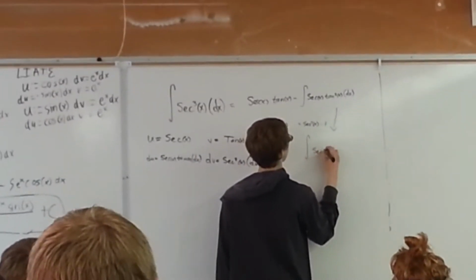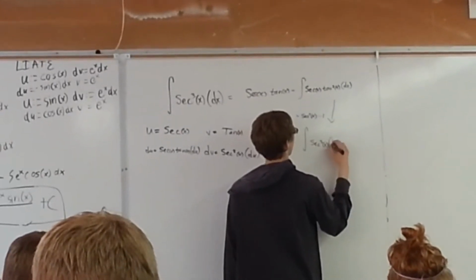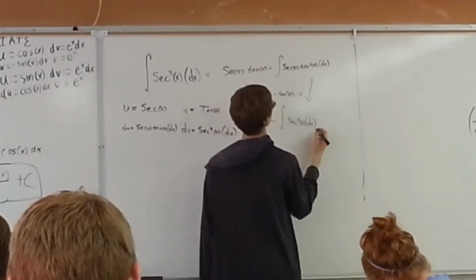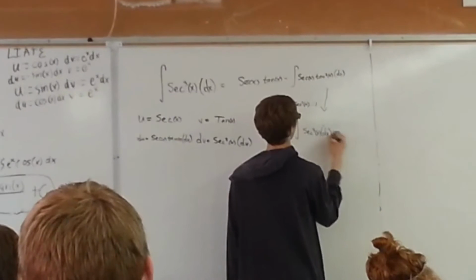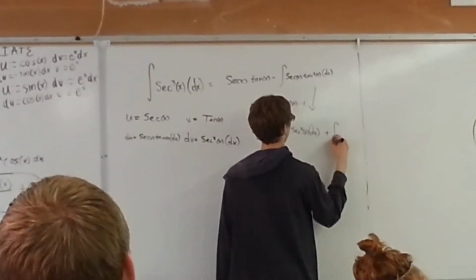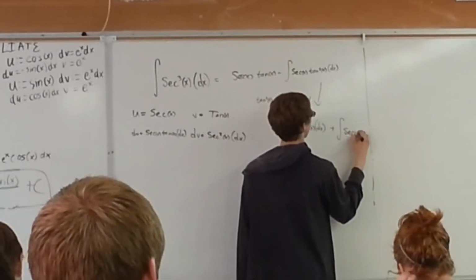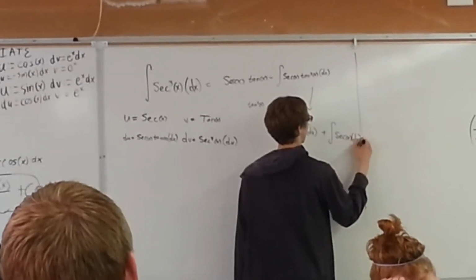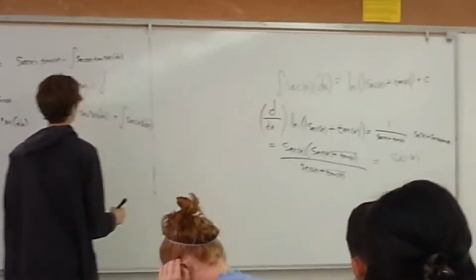We'll have secant cubed minus, and this would be a minus, but we make it a plus because it's minus a plus, the integral of secant. That's where this becomes relevant. But here we have this again. Just like how we had this again here.